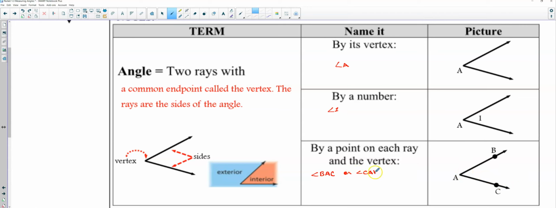What I want you to notice is the vertex right there. It's always in the center. So the vertex is always in the center. So you might want to jot that down. And that's how we name angles.